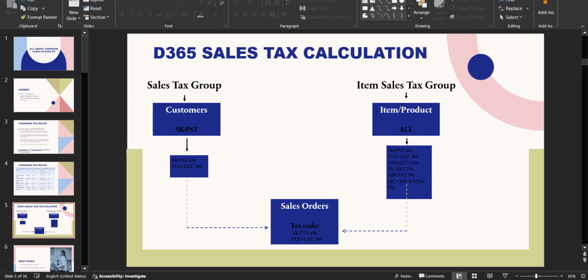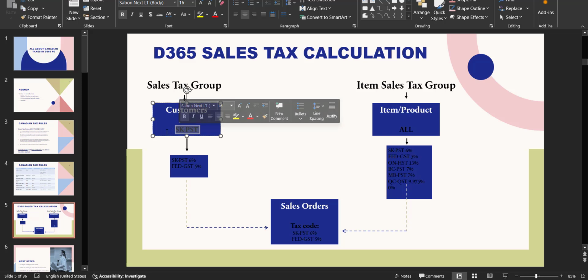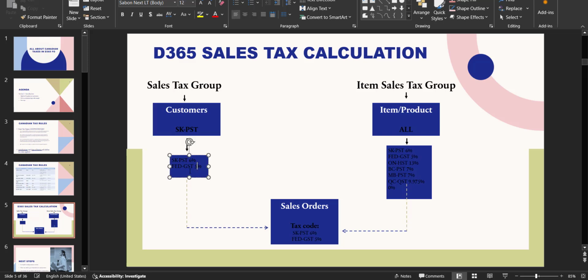For example, this jurisdiction can be applied to a customer account. Let's say I have a customer account and that customer is based in SK, so PST is applied. In that case, I'm going to assign this group, SKPST, to the specific customer. So when I ship goods to this customer based in SK, then SK rates should be applied. And that gives me a federal GST of 5% plus a PST of 6%, right?